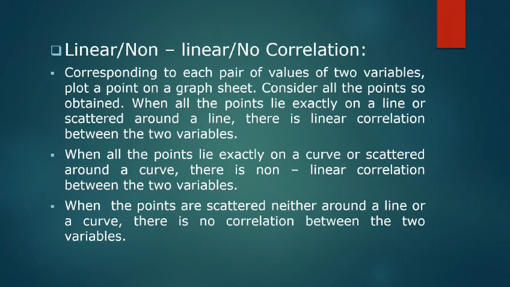Next is linear, non-linear, and no correlation. Corresponding to each pair of values of two variables, plot a point on a graph sheet. Consider all the points so obtained. When all the points lie exactly on a line or scattered around a line, there is linear correlation between the two variables. When all the points lie exactly on a curve or scattered around a curve, there is nonlinear correlation between the two variables. When the points are scattered neither around a line or a curve, there is no correlation between the two variables.